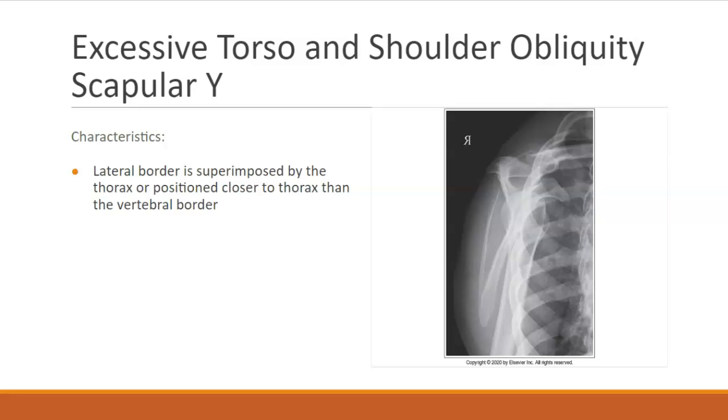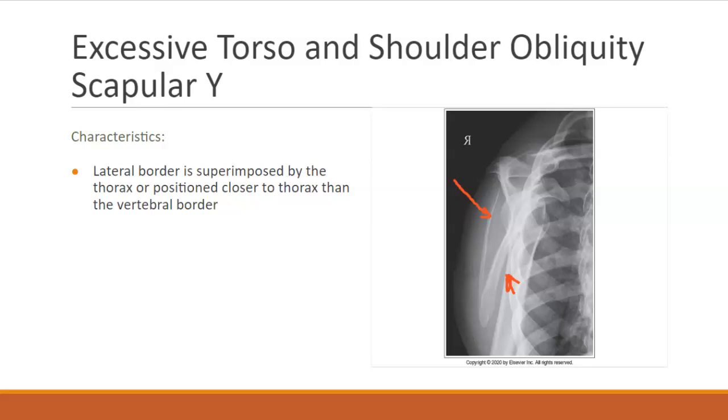So let's talk about some common positioning errors. In excessive torso and shoulder obliquity for the scapular Y, the lateral border will superimpose the thorax as seen here. So this is your lateral border. Or it'll be positioned closer to the thorax than the vertebral or medial border as seen here. And you can see it is the medial border because we just discussed how the medial border demonstrates that single thin line.